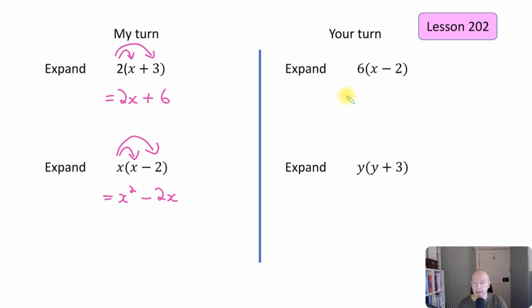Okay, so I'm going to go 6 times x is 6x. Now, a really common slip here is people often do 6 take 2 is 4. It's not that. We're doing 6 times negative 2. That's minus 12. And here we're doing y times y. That's y squared. And y times 3 is 3y. Again, don't forget the y here. Really, really common slip.